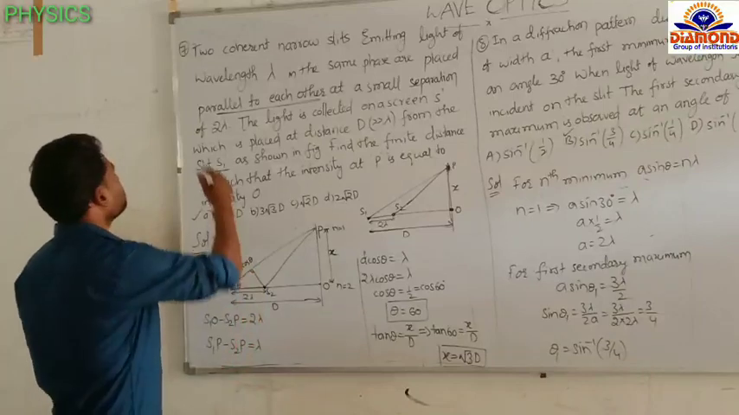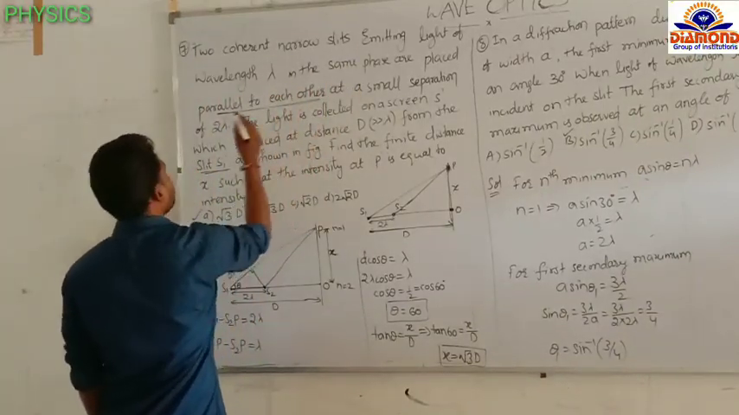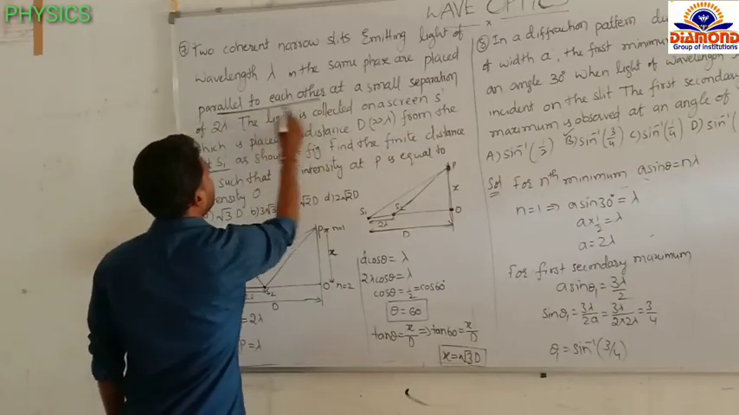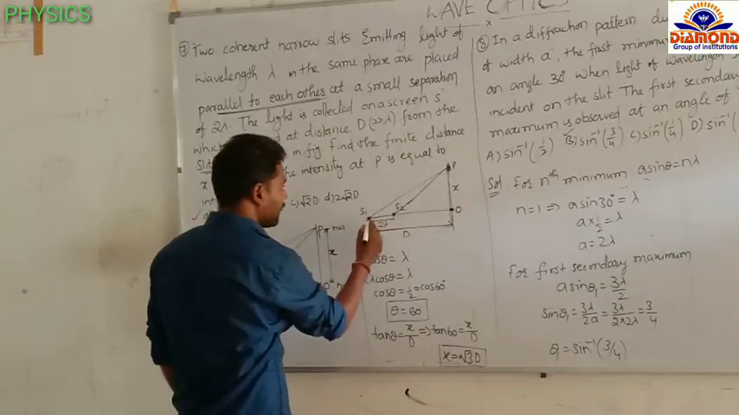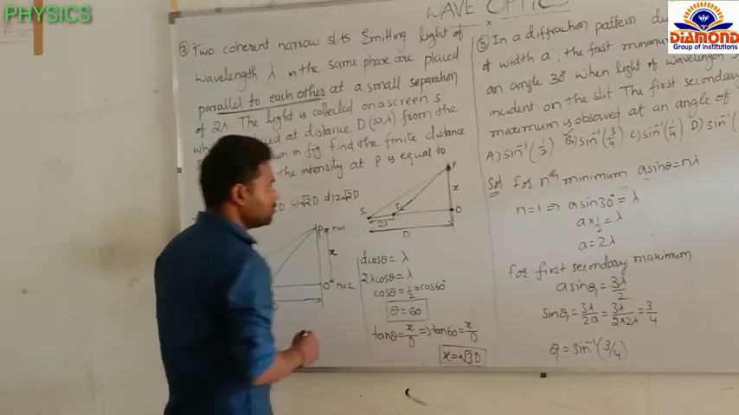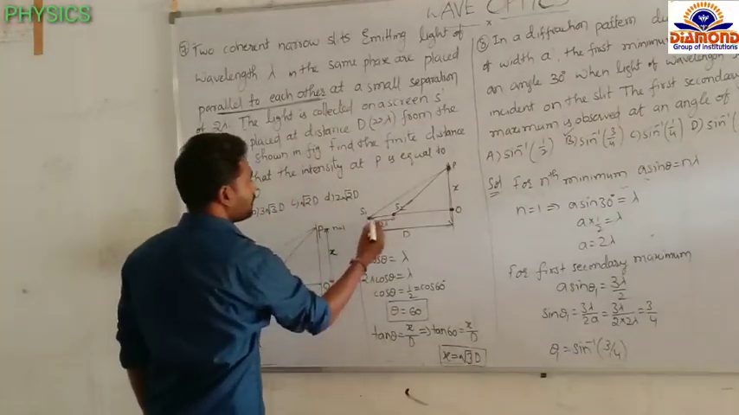Okay, next question, the 7th question. Two coherent narrow slits emitting light of wavelength lambda in the same phase are placed parallel to each other. This point you have to remember: here the slits are parallel to each other, that means the slits are arranged horizontally. Next, a small separation of 2 lambda. The slits are separated by 2 lambda.